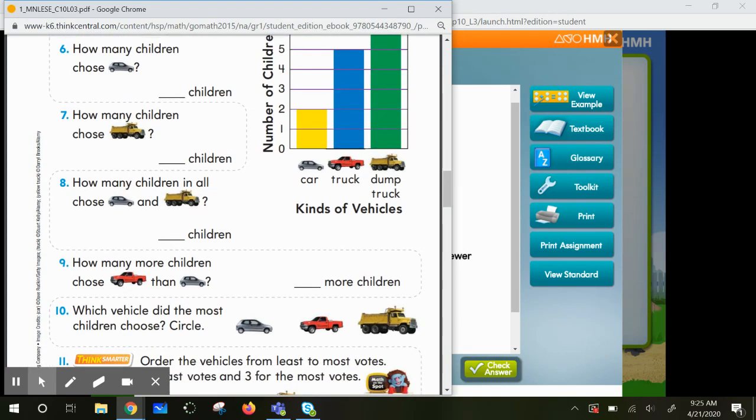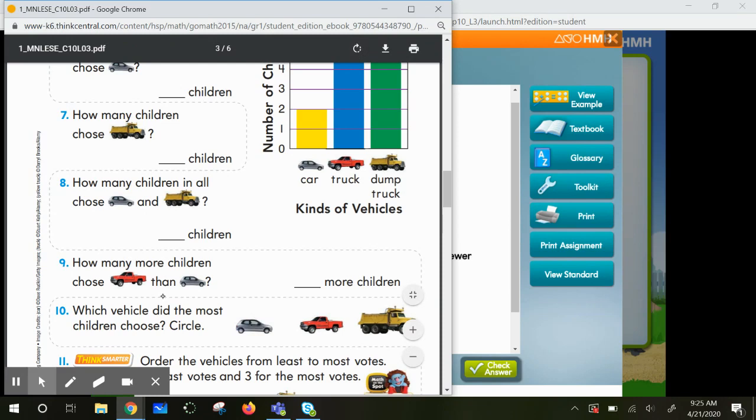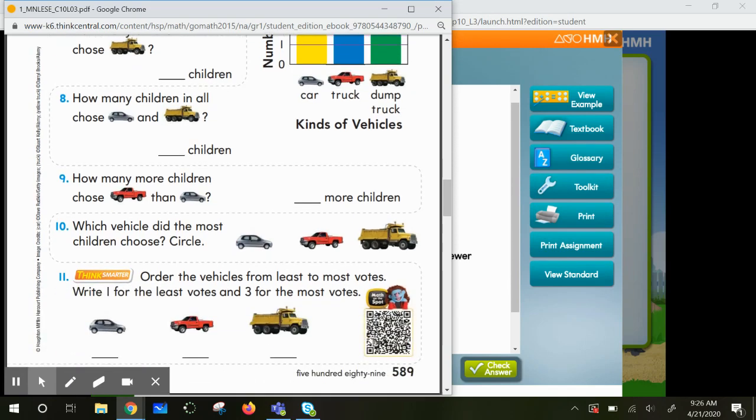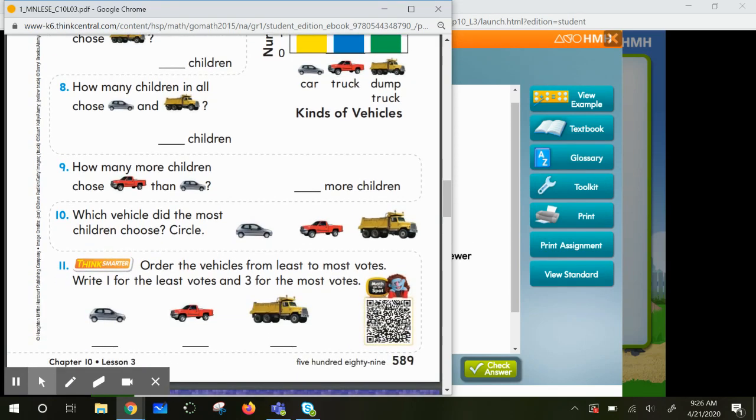Number 9, how many more children chose truck than car? This is similar to what we did above. You can cross out your matches and then look and see what do not have matches. Or you take the number of the truck and you take the number of the car away from it. Number 10, which vehicle did the most children choose? Circle. Number 11, think smarter. Order the vehicles from least to most votes. Least meaning the smallest, most meaning the biggest.